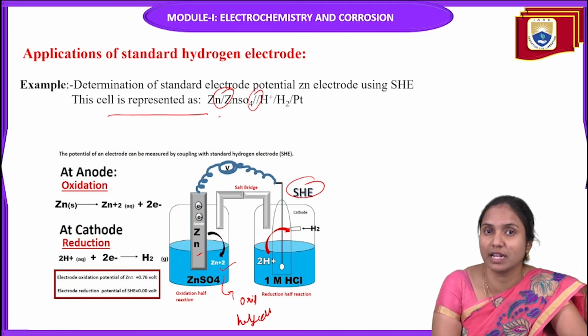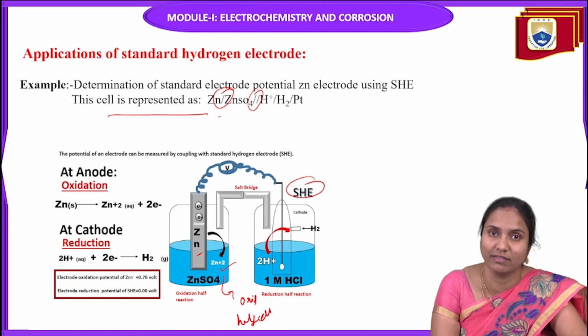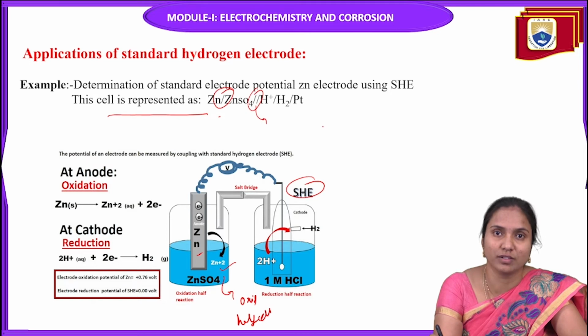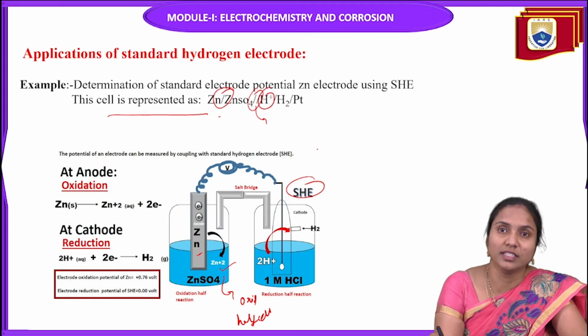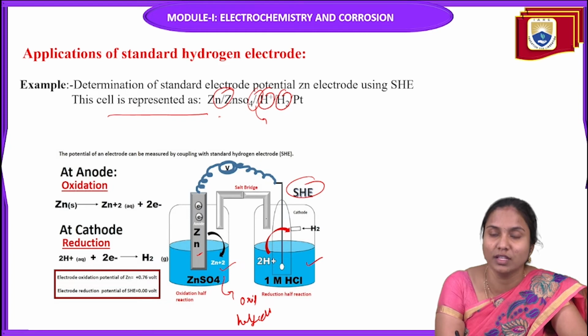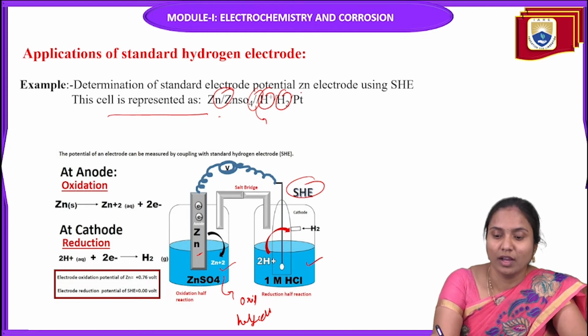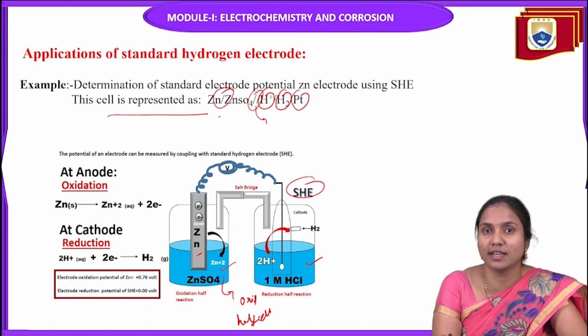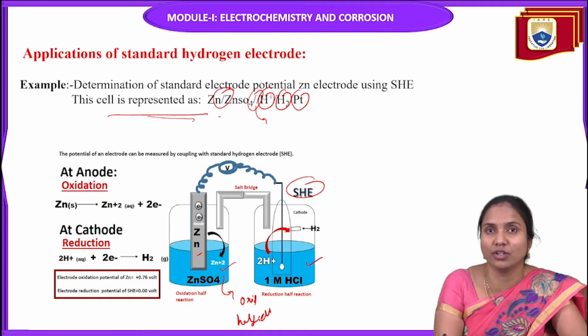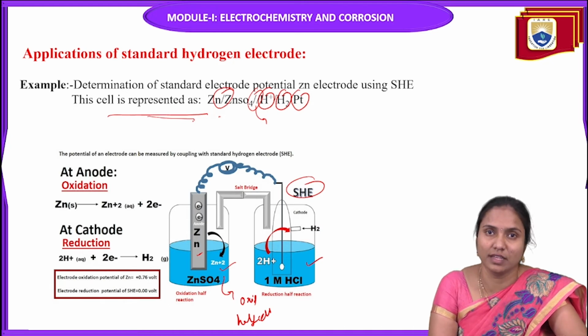Already we discussed in the previous class the construction and representation of a galvanic cell. So here these two lines indicate the salt bridge. And H plus ions are present in the HCl solution in this standard hydrogen electrode. Hydrogen gas at 1 atmosphere pressure passes through this glass tube, and this platinum electrode acts as an inert electrode in this SHE. So this is a representation of this electrochemical cell.